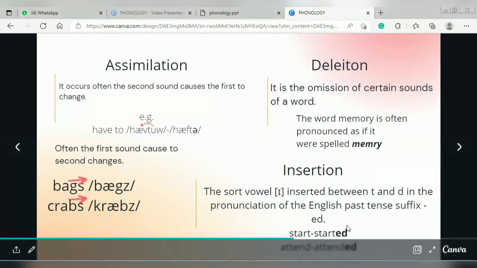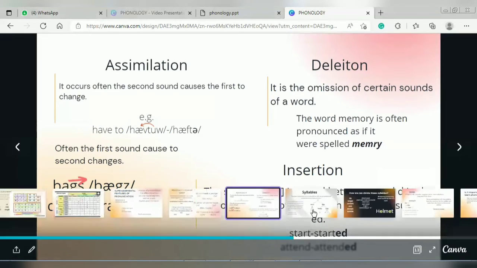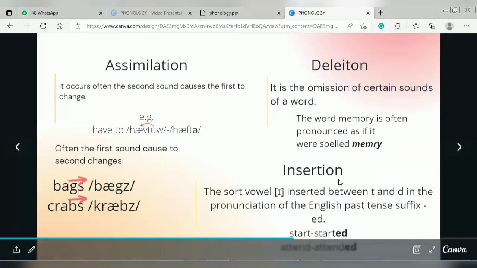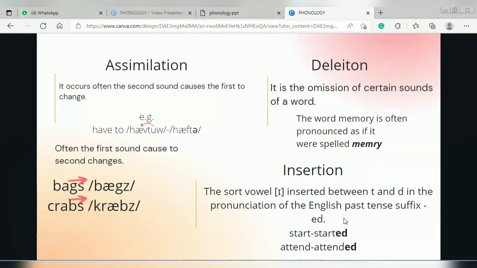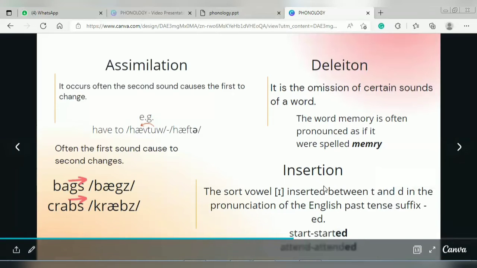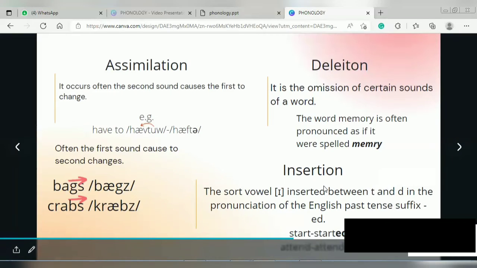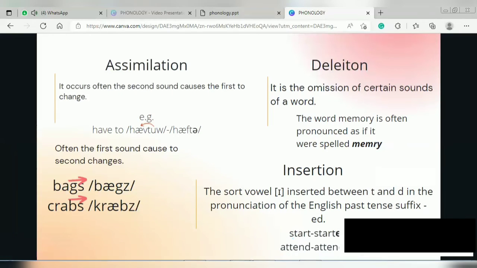So, and the last one we have insertion, and this is the most common rule in English because we have the ed suffix at the end of the verbs. For example, start, when we add ed, the pronunciation of this is started, started. At the same time, we have attend, and when we add ed at the end, the pronunciation of this is attended, attended, okay? With an e sound between the t and d sound.